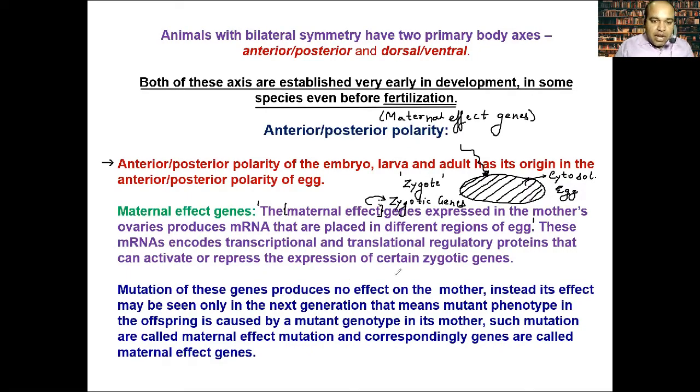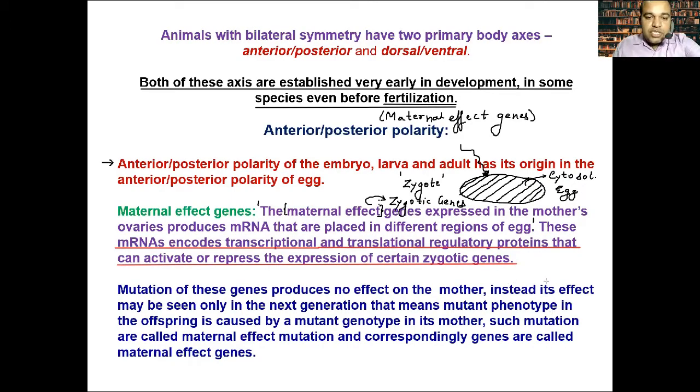These mRNA encode transcription and translation regulatory proteins. So just try to understand this particular point. These mRNA encode transcriptional and translational regulating proteins that can activate or repress the expression of certain genes. So some genes can be activated, other genes can be effectively repressed, and these genes can work in different ways. So all these genes are going to work in different manner.